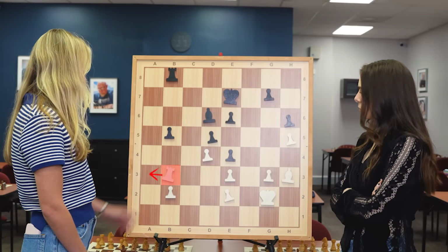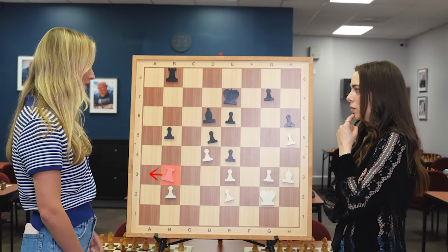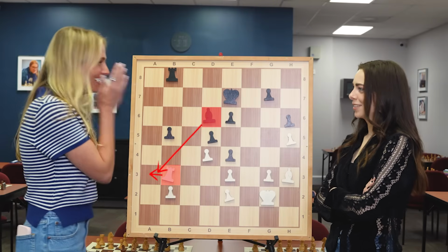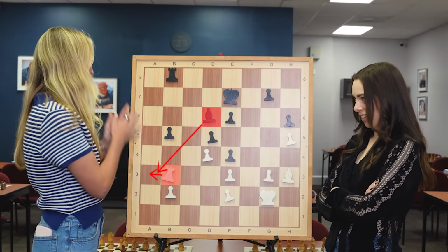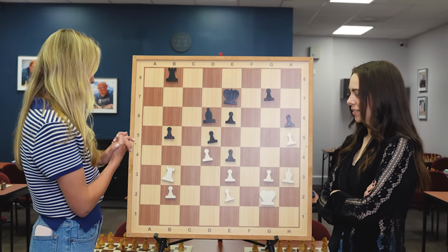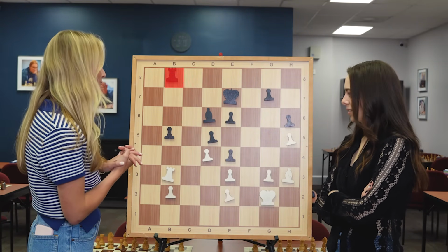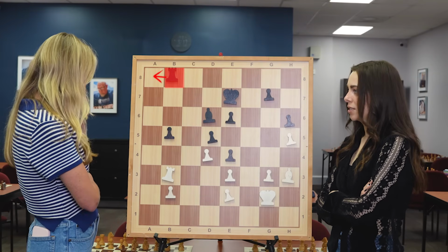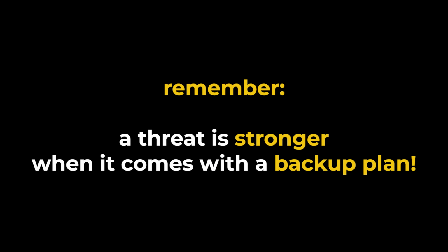I was looking at rook a3. I don't know. Whose turn is it? Oh, it's black. And also rook a3, I just take the rook. It's okay. It's fine. Okay. Maybe rook a8. Okay, good. Any other ideas? Remember, a threat is the strongest when it comes with a backup plan.